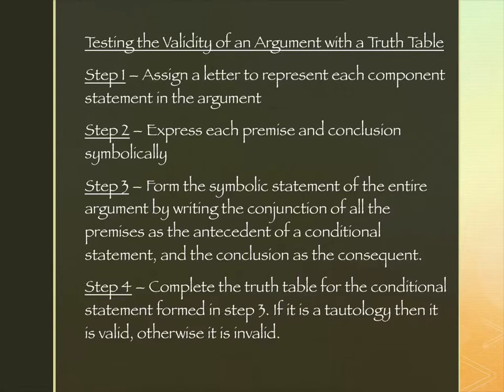After we do that, step 2 is to express each premise and conclusion symbolically. What does that mean? Well, it means we're going to join them with ands and ors and if-thens. So all those symbols that we've been working with, right? The V's and the upside down V's and the arrows, negations if negations are appropriate. We're going to create symbol statements in step 2.